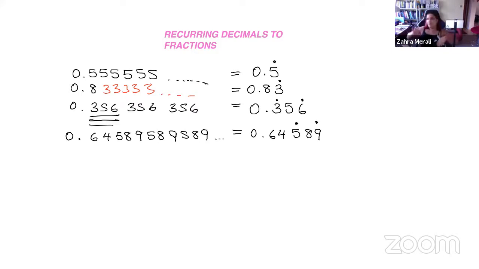So this comes up in the exam papers. There's nearly always a question where you want to convert a recurring decimal into a fraction. So let's look at a few of these. So let's say we want to convert 0.3333 and so on.